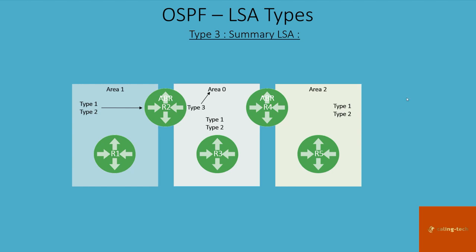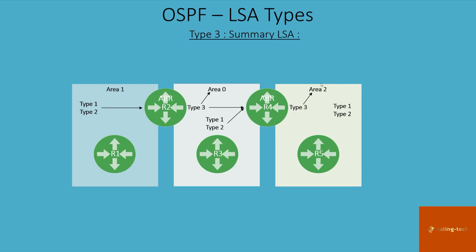At this point, it's important to note that when there are type 3 LSAs, the ABR will also take those and summarize them. So we'll have type 3s, type 1, and type 2. The ABR router 4 will summarize and flood area 2 with those type 3s of the three summarized types from area 0. The reverse also happens within this process.